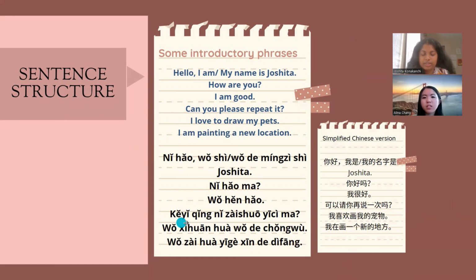So the first two, 可以 is like can, and then 请你 is like could you please? 再说 is like say it again. 再说一次 is like say it again.